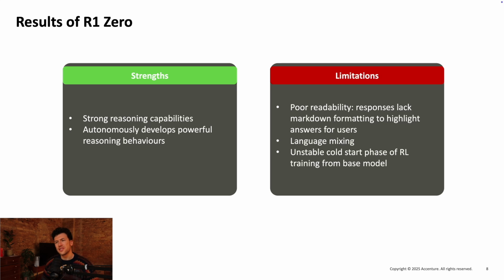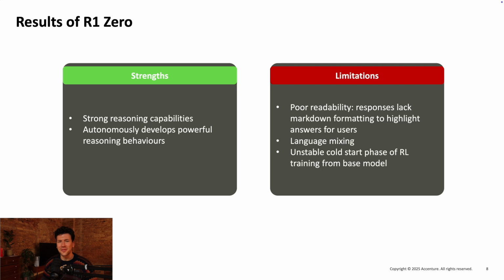Well, the results of R1-Zero are that it develops strong reasoning capabilities, and it also develops these behaviors by itself. So reinforcement learning is a very good tool to develop powerful models to solve problems. But since it wasn't fine-tuned, it's often completely unreadable for humans. It mixes the language, and even though it has a reward specifically for the format, it still sometimes completely messes up the formatting.